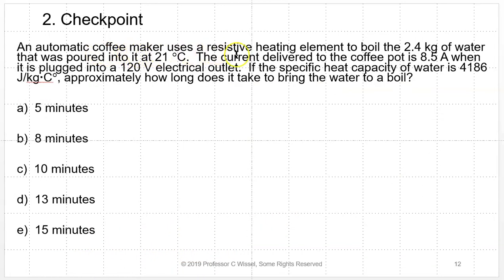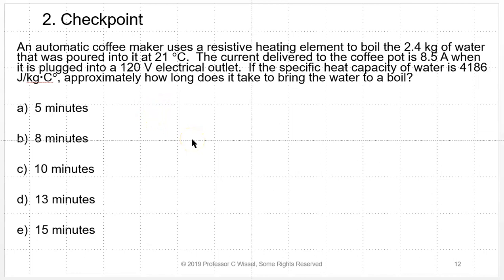An automatic coffee maker uses a resistive heating element to boil the 2.4 kilograms of water that's poured into it at 21 degrees C. The current delivered to the coffee pot is 8.5 amps when it is plugged in a 120-volt electrical outlet. If the specific heat capacity of water is 4,186 joules per kilogram degree C, approximately how long does it take to bring the water to boil?